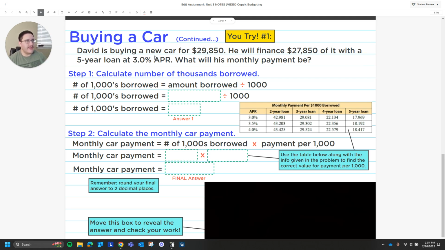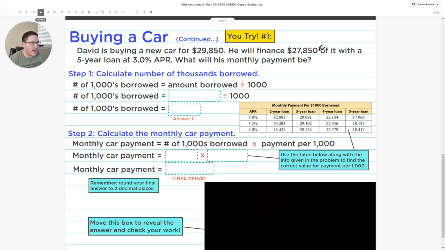So, David is buying a new car for $29,850. However, he's only going to finance $27,850. So this is the number we want to pay attention to. He's going to take out a 5-year loan at 3% APR. We want to figure out what his monthly payment will be. So first step is to figure out how many thousands are going to be borrowed. So we're going to take $27,850 and then divide that by 1,000.